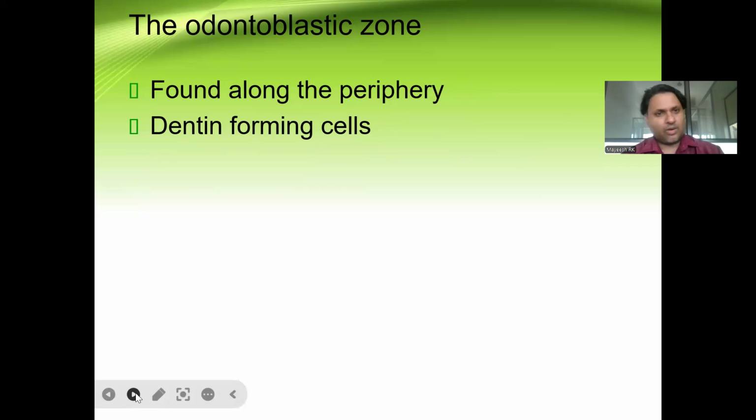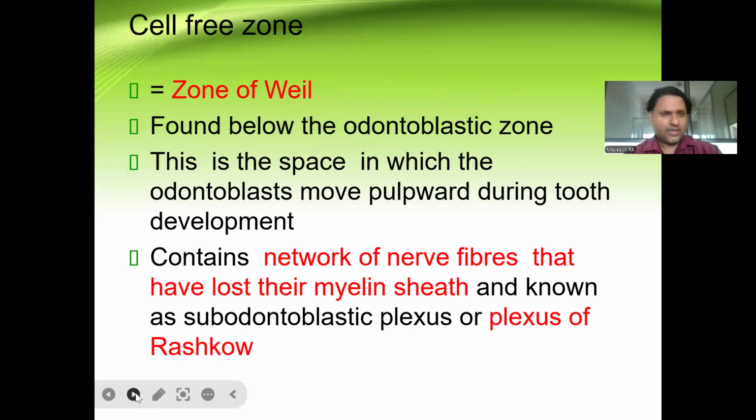As the name suggests, the odontoblastic zone is found in the periphery. They're basically your dentin-forming cells. Now, the cell-free zone, you need to write about the zone of Weil. Zone of Weil is often asked as a 3-mark question in your university exam. So you need to know that it is a cell-free zone. It's just below the odontoblastic layer. It is a space in which the odontoblasts move pulpward during tooth development.